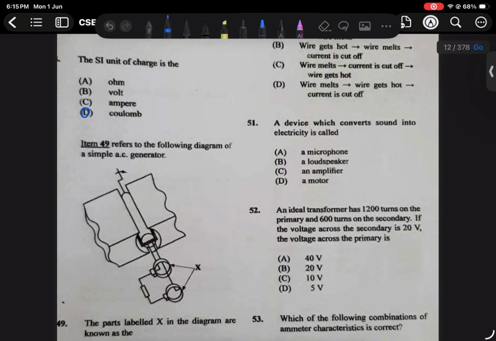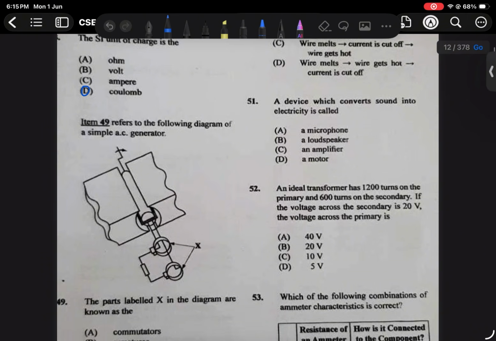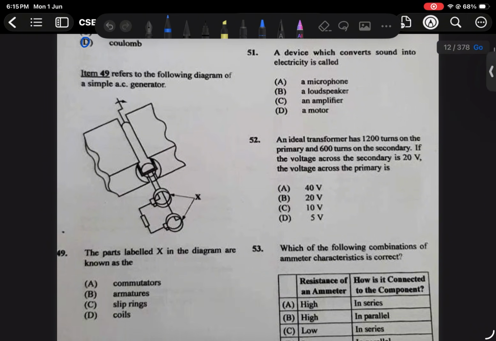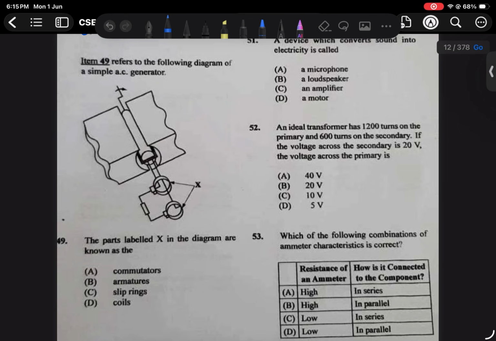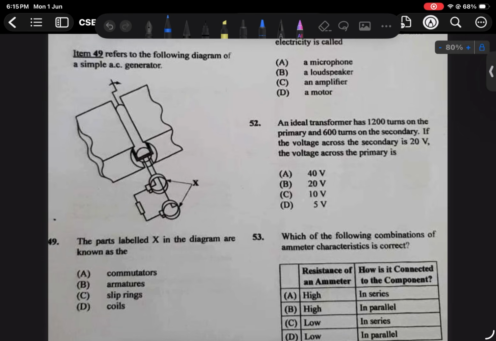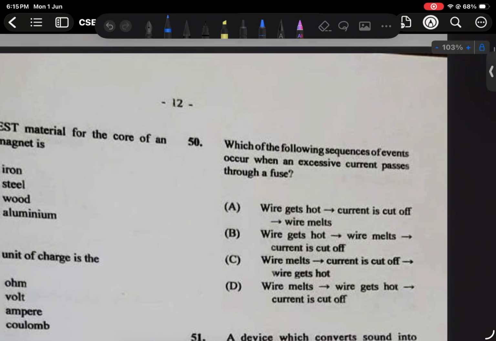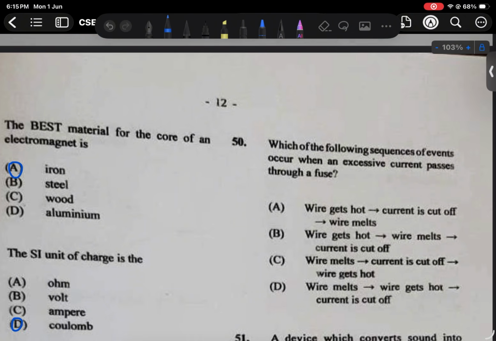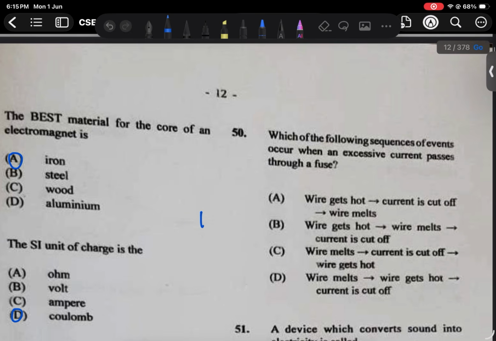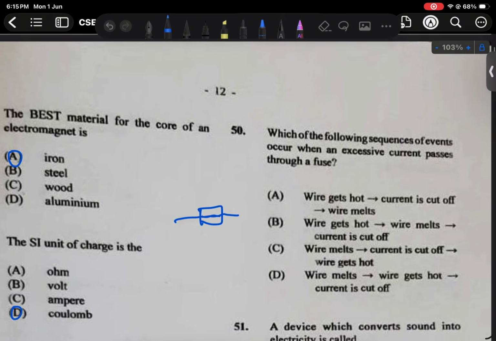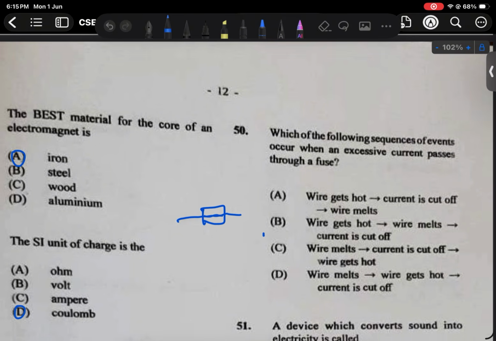We know AC generators convert kinetic energy into electrical energy. The parts labeled X in the diagram are known as the slip rings. This is what turns. Which of the following sequences of events occurs when an excessive current passes through a fuse? So you'll have a fuse, it has a thin wire in the center. The thin wire would get hot, it would melt, and then the current is cut off.